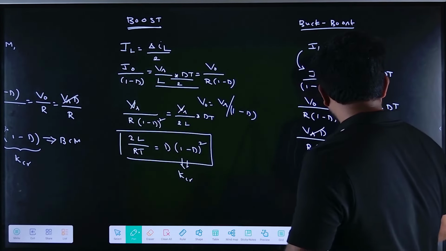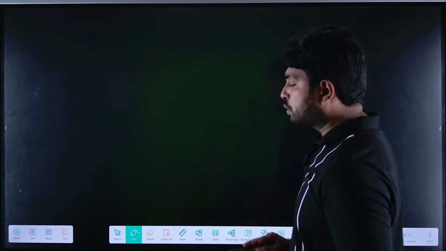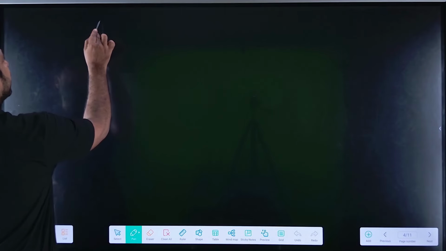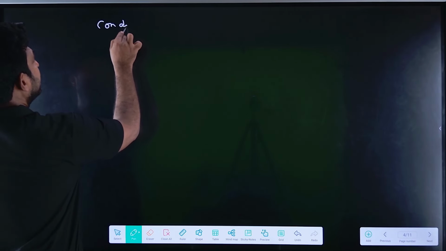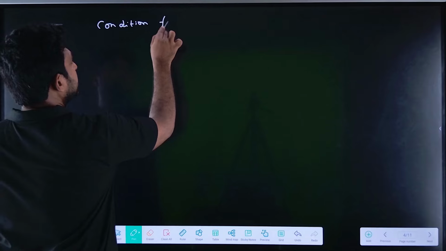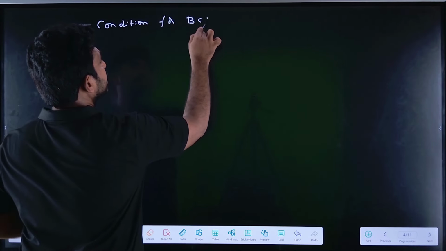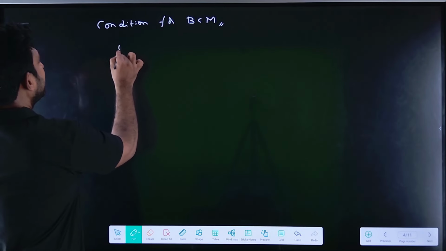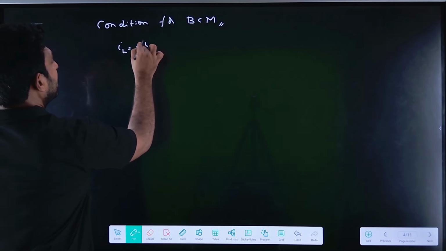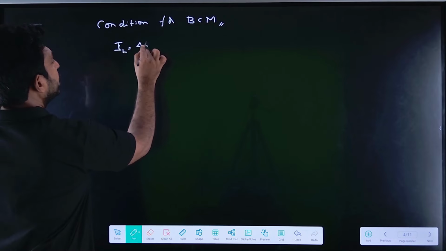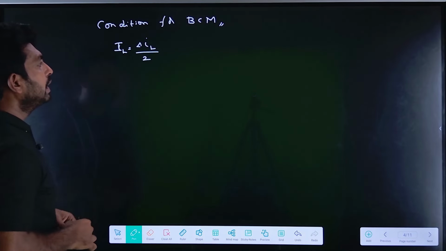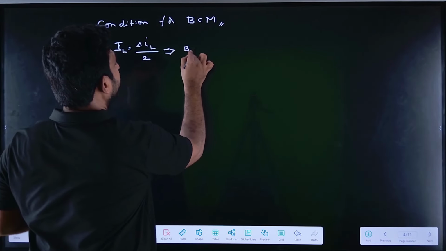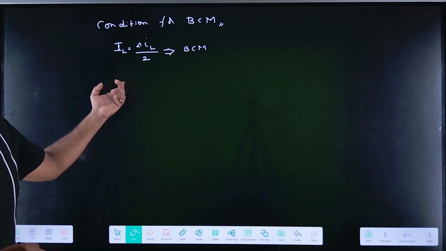So what are the things we have derived? Let us summarize here. We have found the conditions for BCM, the boundary conduction mode or the critical conduction mode. What are the conditions? The first condition is IL, the average value of IL, equals delta IL divided by 2. If IL equals delta IL by 2, whatever the converter may be, it will operate in the boundary conduction mode.